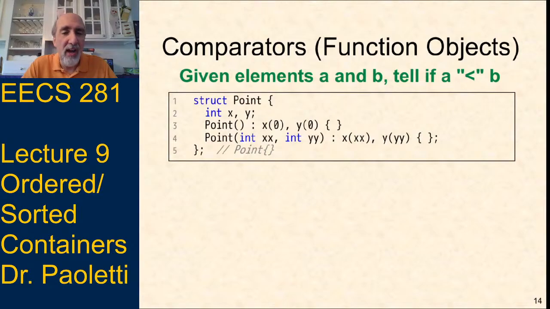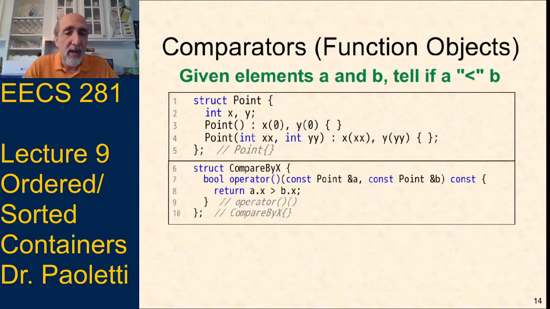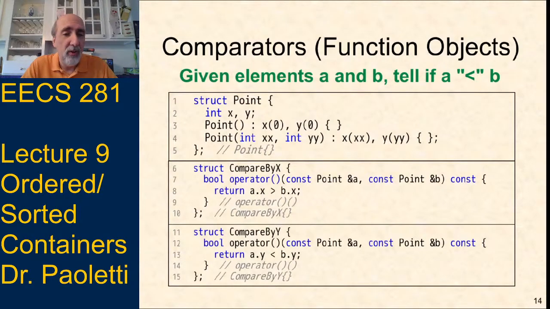Okay, so we've got our struct point here. And say I want to make a functor for points. Well, then I could make a functor to compare by x, where a greater than x, so they're basically this. If I used this functor to sort, I would get descending order by the x coordinate. And I could create another one, compare by y, which would give me ascending order by the y coordinate.